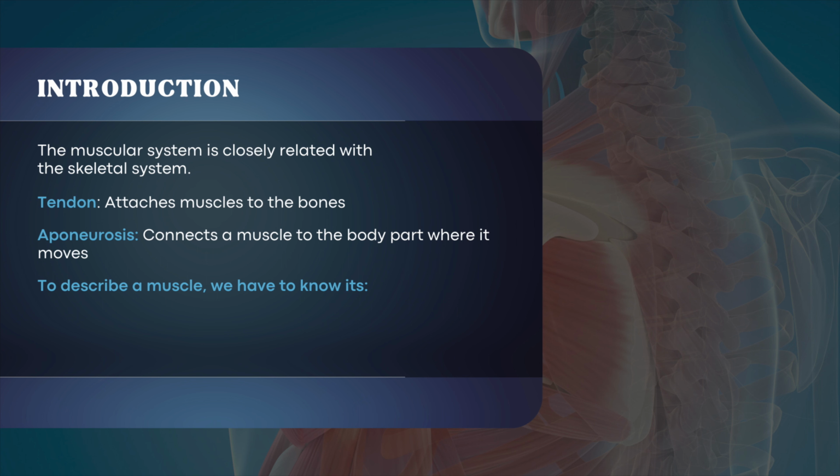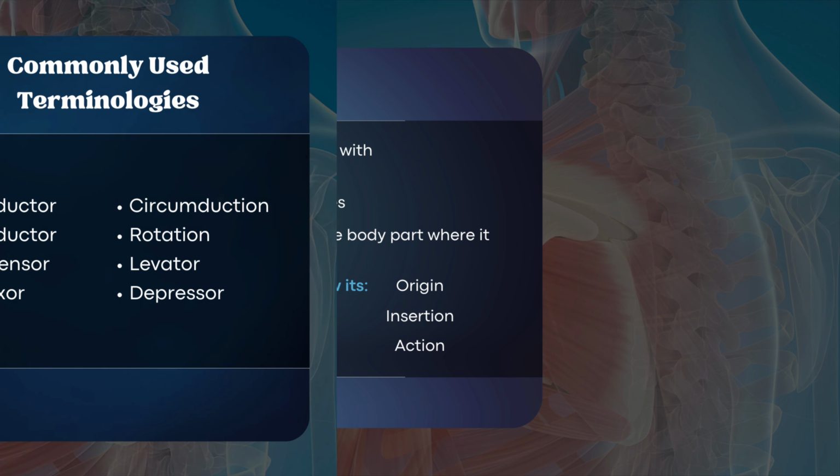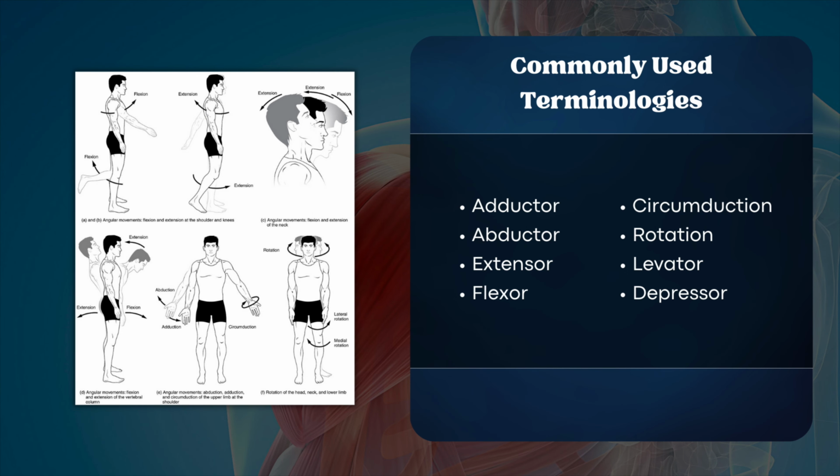To recap, there are three things we have to consider when describing a muscle, and these are the origin, which is a muscle's proximal attachment, the insertion, which is the movable point of attachment, and lastly, the action, that is described using the following terminologies. Adductor, which is to move a part of the body towards its main axis, abductor, which is to move a part of the body away from its main axis, extensor, to move jointed parts away from each other.